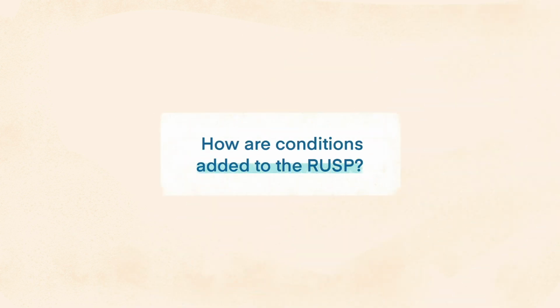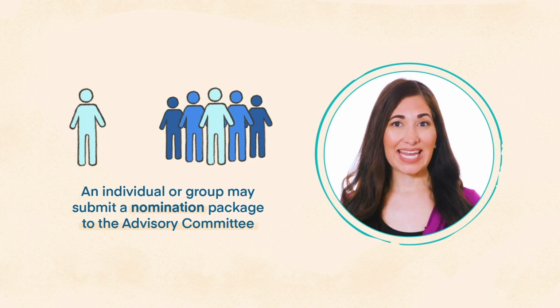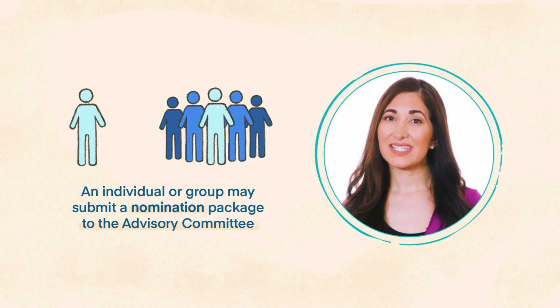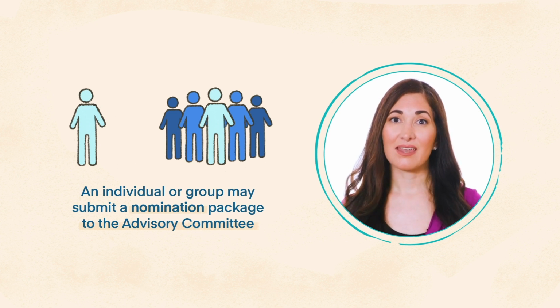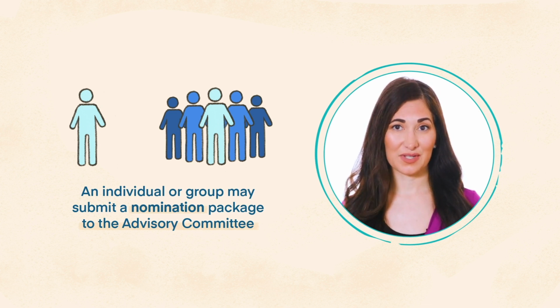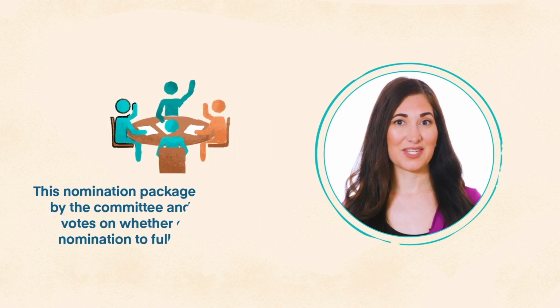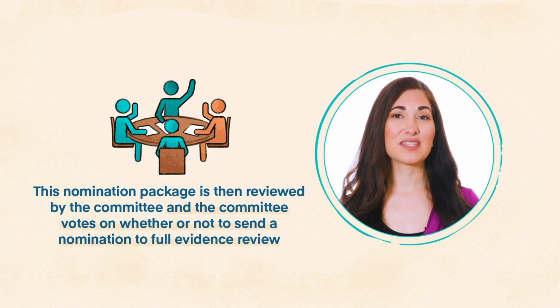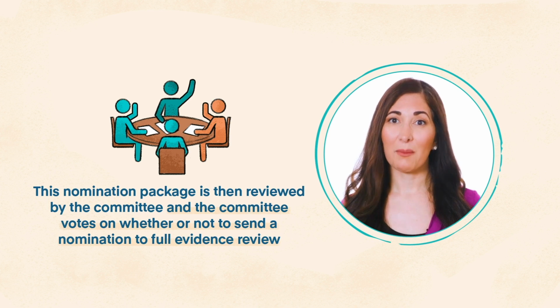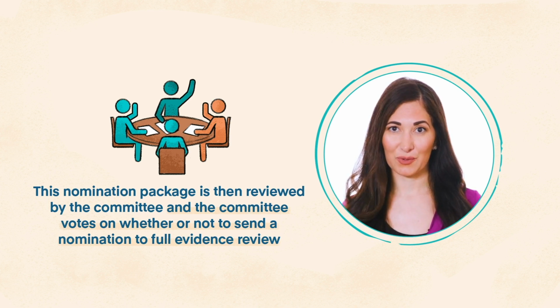Now that you have a better understanding of the criteria needed for a condition to be added to newborn screening panels, how are conditions added to the RUSP? Having a condition added to the RUSP involves a multi-step process. First, an individual or group may submit a nomination package to the advisory committee. This nomination package is then reviewed by the committee, and the committee votes on whether or not to send a nomination to full evidence review.